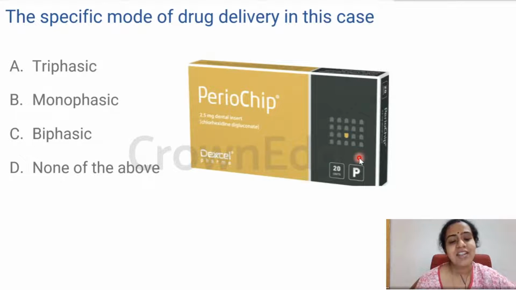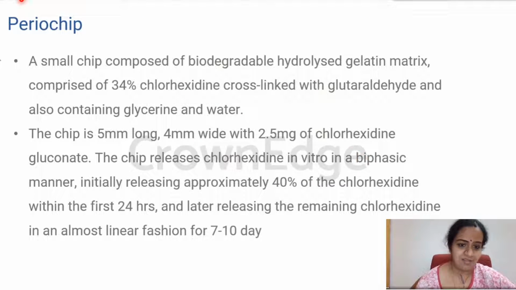What happens is it releases in 2 intervals. Because Rana has already given the dimension, leave the dimension again, and we know it's chlorhexidine 2.5 mg. What it does is, first, it releases almost 40% of the agent within the first day itself when I place it into the pocket. The rest 60% is released in the 7 to 10 day interval. That is why this chip is a biphasic chip.